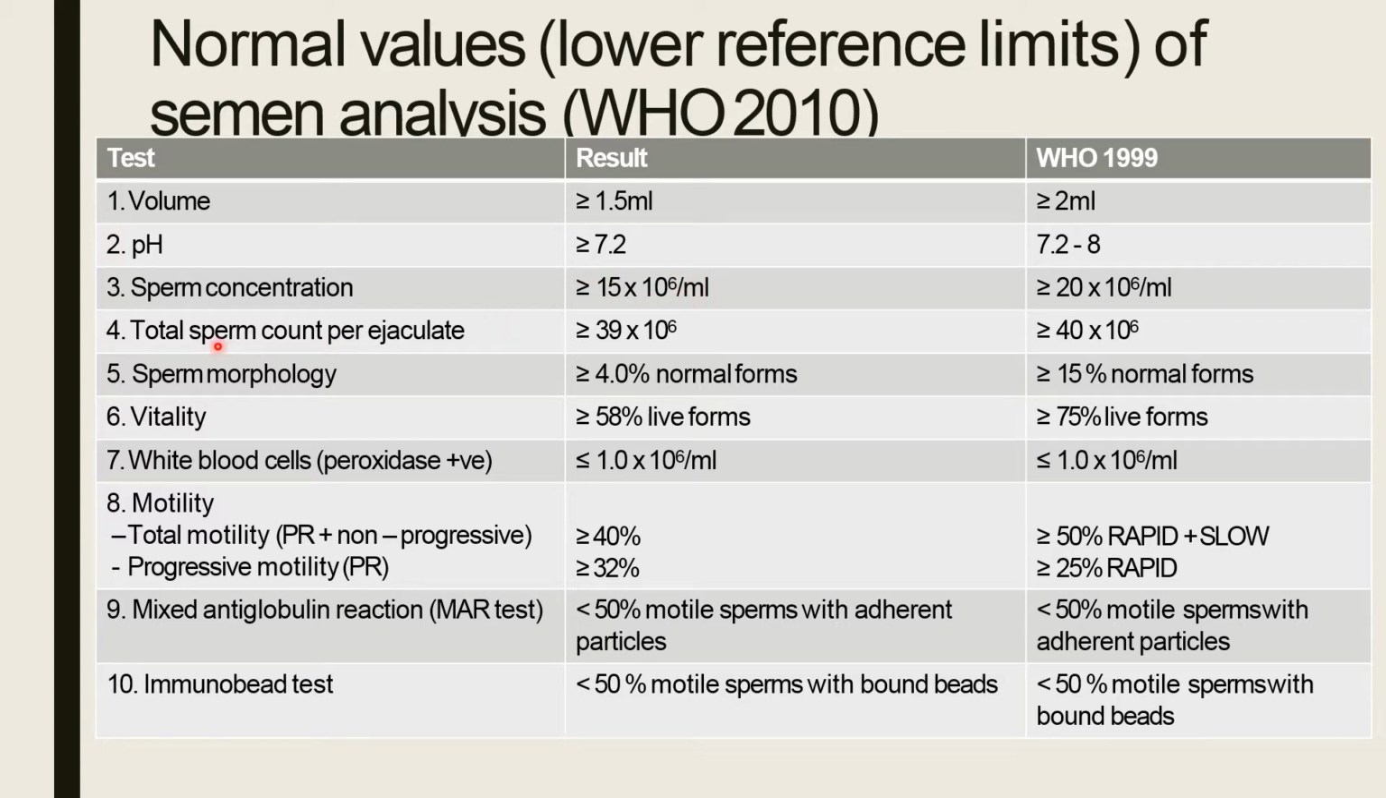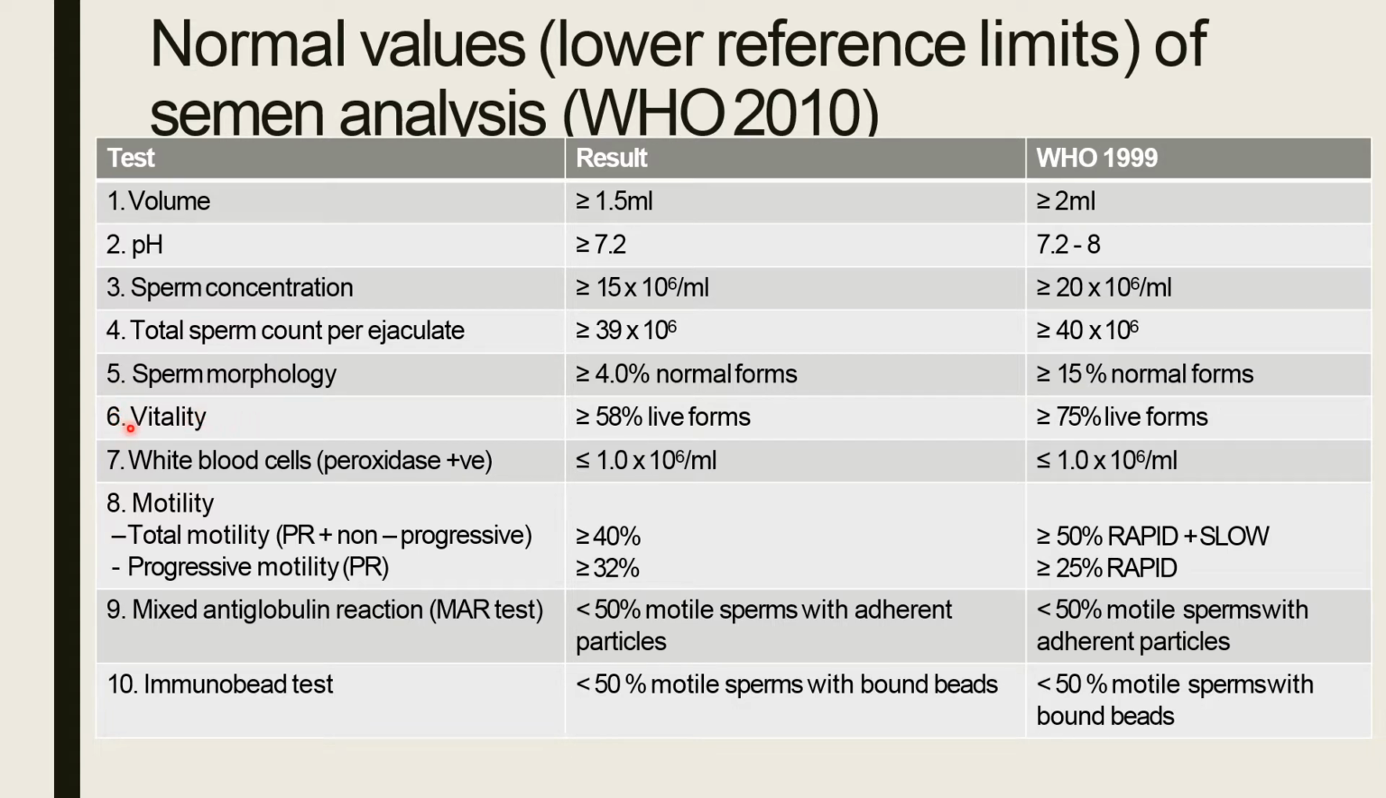And then total sperm count per ejaculate, that is the total number of sperms in semen. Now it is equal to or greater than 39 million per ejaculate, and previously it was 40 million or more per ejaculate. Similarly, sperm morphology has also decreased. Previously the criteria was greater than or equal to 15% normal forms, but now it is only 4%. If sperms are present in normal form, then the person would be considered fertile.